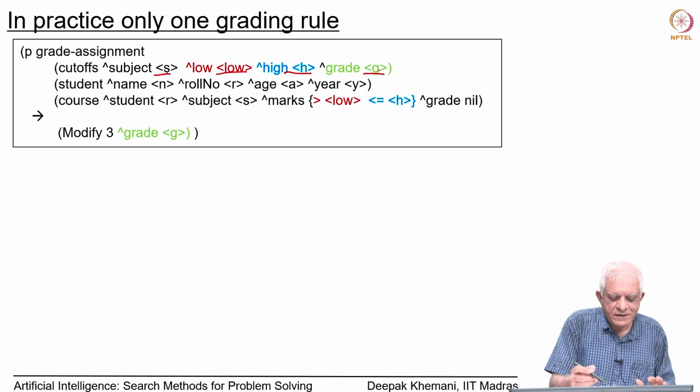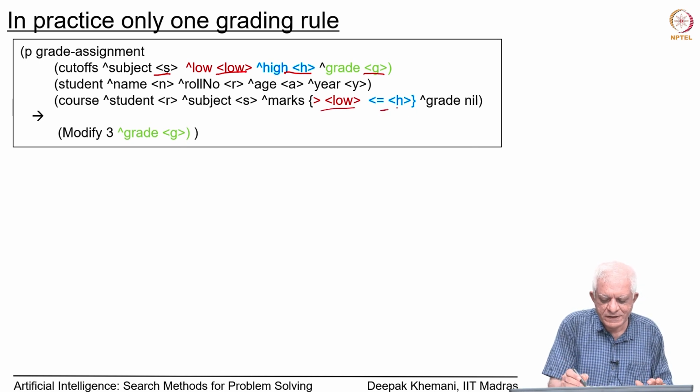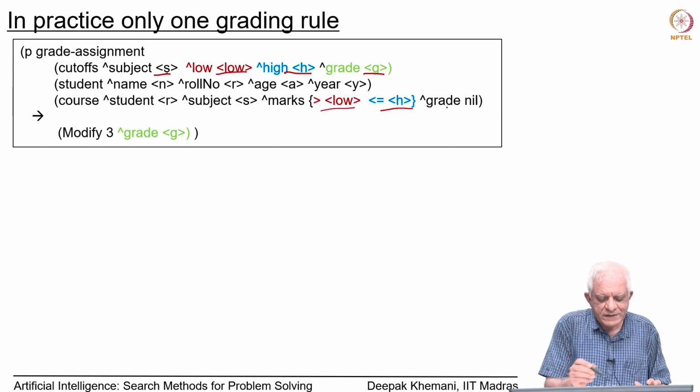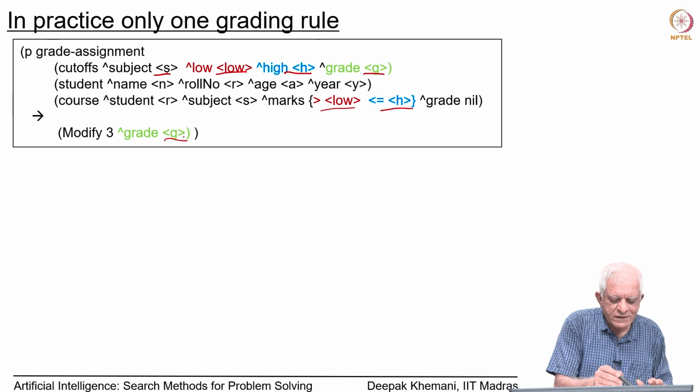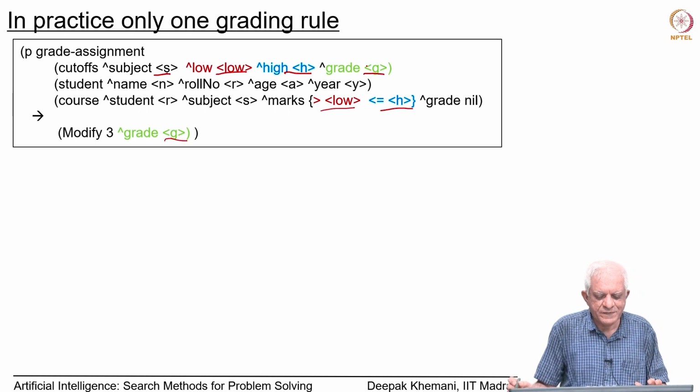And whichever student we are talking about, if the low matches what is there in the first pattern and if the high matches what is there in the first pattern, then you should give the grade which is specified in the first pattern. So, there is an association between the first pattern and the third pattern. The first pattern specifies the cutoffs and the grade, and the third pattern says that this student is within that range.